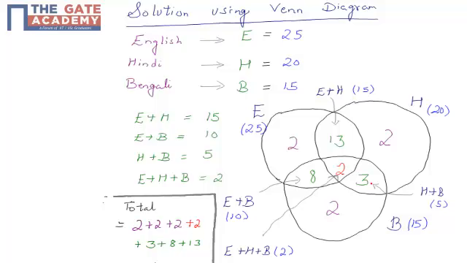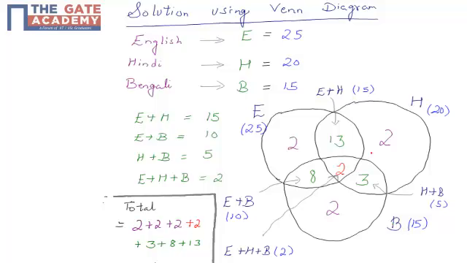Now moving further, E is given to be 25, so 13 plus 2, that is 15, plus 8, that is 23, plus the 2 already here, all this makes up to be 25. Similarly, for H is 20, so 13 plus 2, 15 plus 3, 18, plus this 2 makes it to be 20. And finally, B is 15, so 8 plus 2, 10 plus 3, 13, plus 2 makes it to be 15.